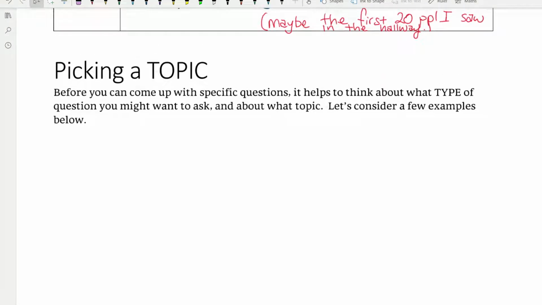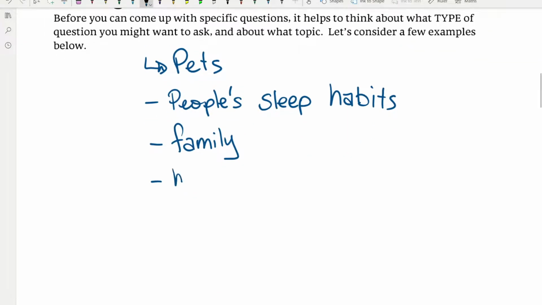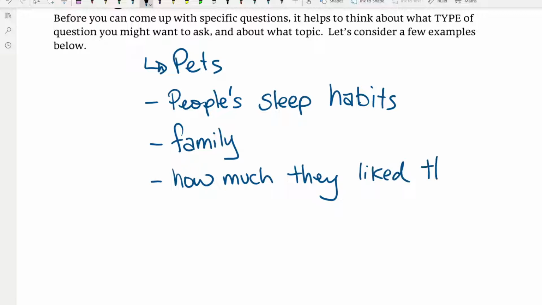So, picking a topic. The sky's the limit. You could ask about anything. You could ask about pets. You could ask about people's sleep habits. You could ask people about their family. You could ask people about how much they like something, maybe how much they liked the Super Bowl halftime show.